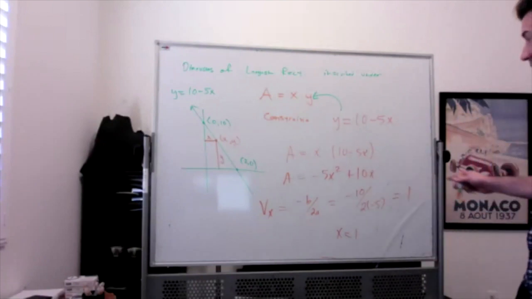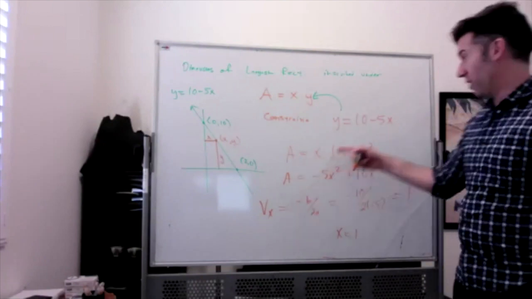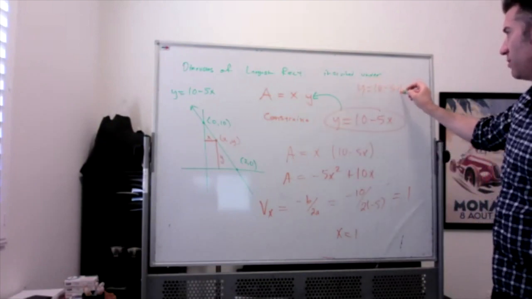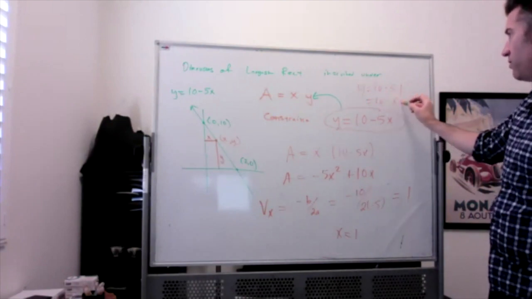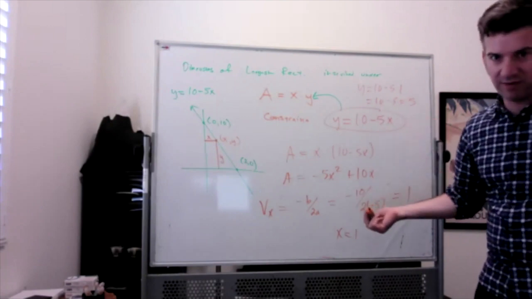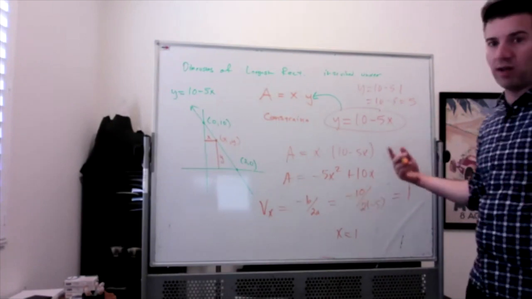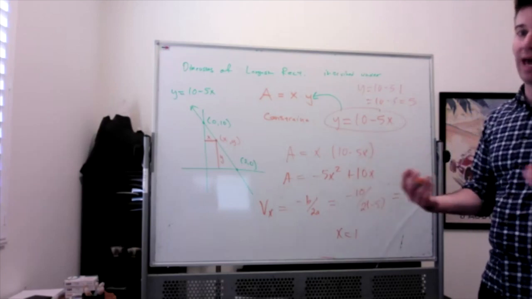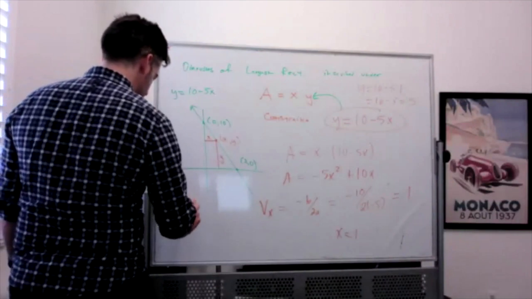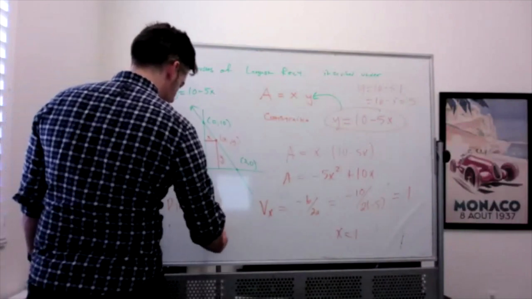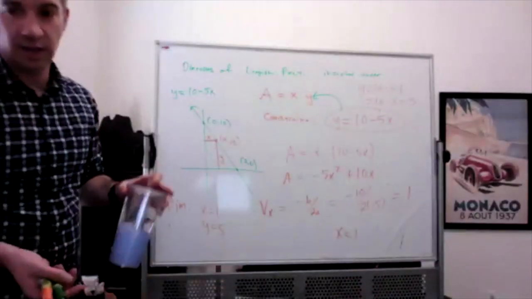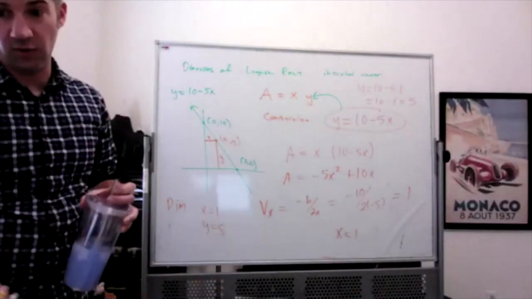And it's really because the base is 1. So if you want to find y, y is equal to 10 minus 5 times 1, which is 10 minus 5, which is 5. But if the base is 1 and the height's 5, the area is also 5. So in this case, the dimensions are 1 by 5. The area also happens to be 5. But the answer to the question is that the dimensions are x equal to 1, y equal to 5. So do make sure that when you're answering a question like this, you give the answer that's being asked for.